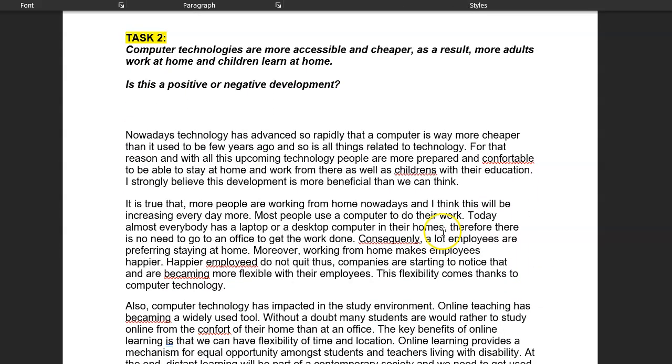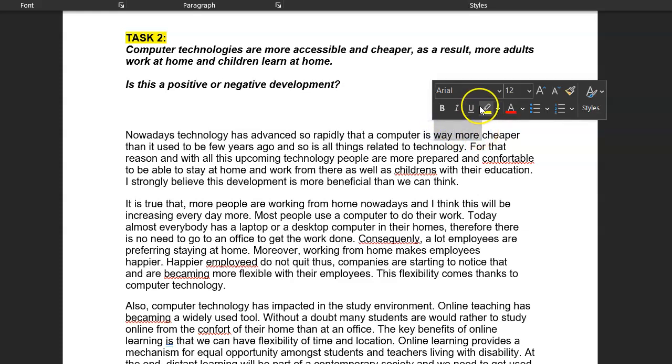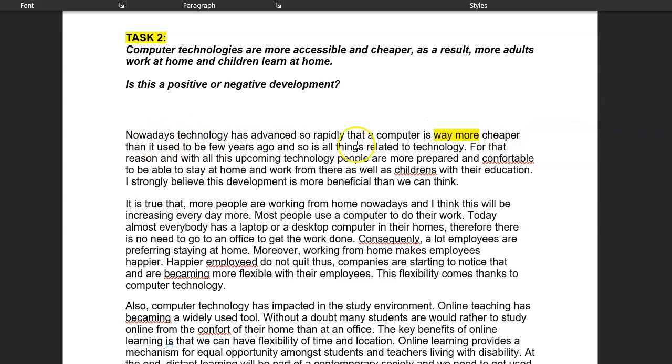So computer technologies, yeah, are more accessible and cheaper. As a result, more students work from home. Okay, sorry, adults work at home and children learn at home. It's positive or negative. Nowadays, technology has advanced so rapidly that a computer is way more cheaper. Okay, now grammatically that doesn't work. So it is cheaper than. You don't need more because you've already got the -er. So this does the comparative for you. You could have significantly cheaper.